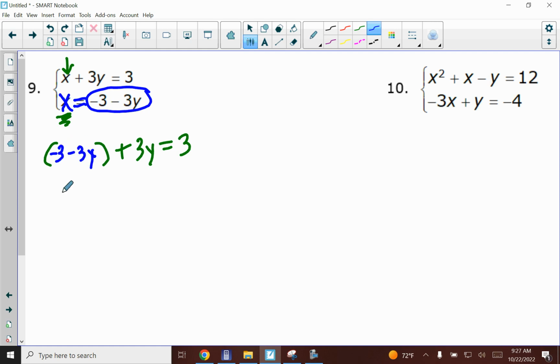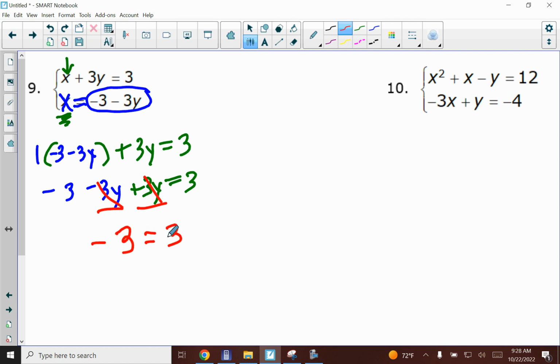And then if I solve this, there's a 1 out in front, so this is -3 minus 3y equals, oh, actually I forgot the 3y. So -3 minus 3y, and then I want to bring down the plus 3y equals 3. And then I want to combine like terms. When I combine these like terms, they basically cancel, so I'm left with -3 = 3, which isn't even true. That's false. So what the heck is happening here?